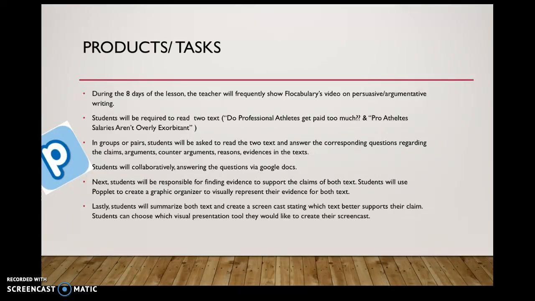So these students had to work in pairs or groups to answer the text questions, which they did on Google Docs. And they also had to create a graphic organizer that presented their evidence to support each claim, and then they had to explain how all of this ties in together by creating a screencast presentation.